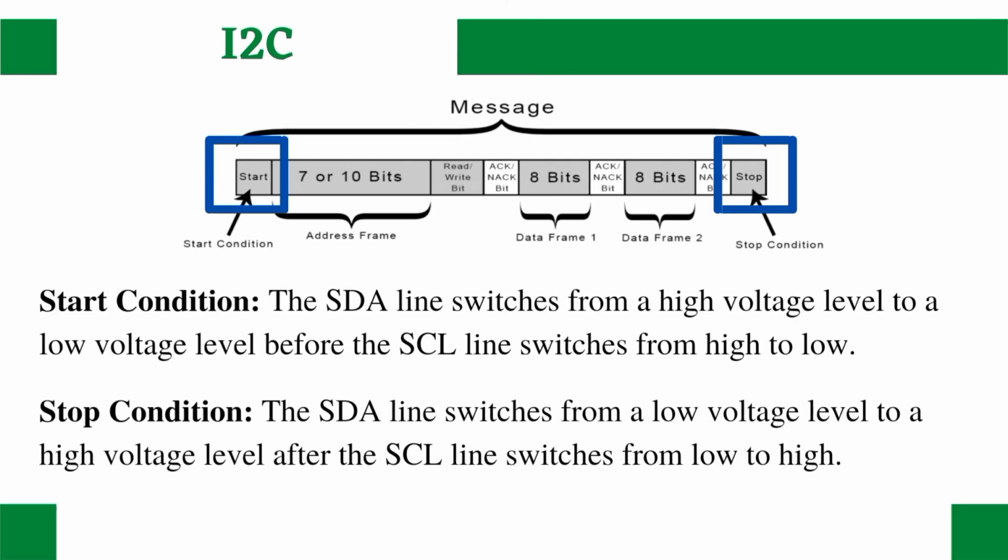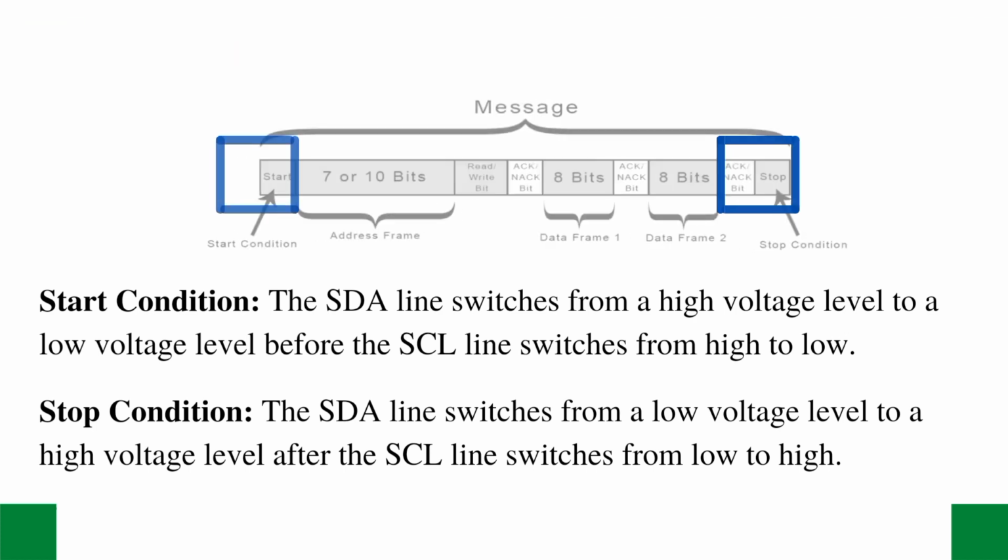Next, start and stop conditions. Those are highlighted in blue color. In the start condition, the SDA line switches from a high voltage level to a low voltage level before the serial clock line switches from high to low. In the stop condition, the SDA line switches from a low voltage level to a high voltage level after the serial clock line switches from low to high.